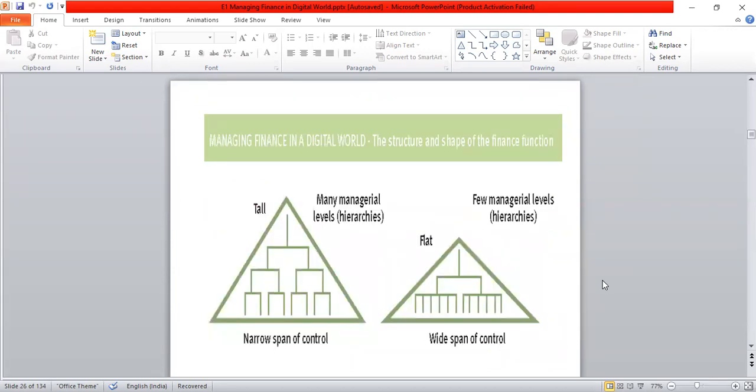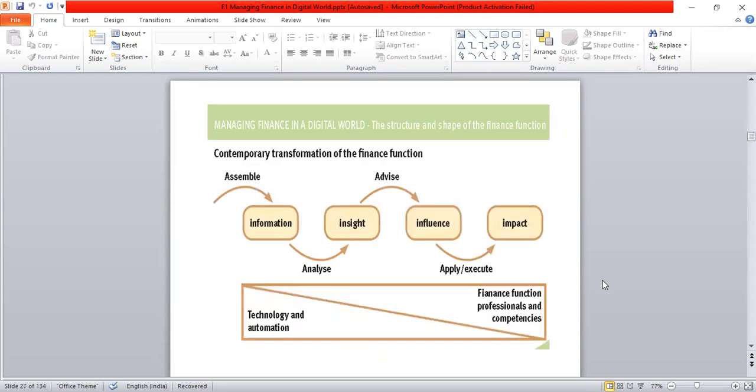Then we have understood, depending on the span of control, if the span of control is less and the size is tall, then there are many hierarchical managerial levels in the hierarchy. Another is flat, wherein the span of control is wide, but there are very few managerial levels.